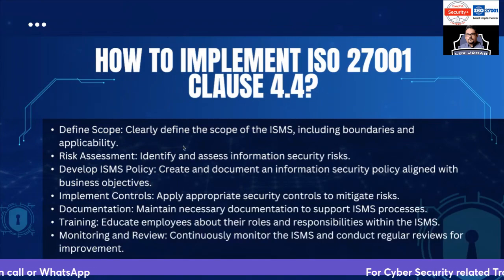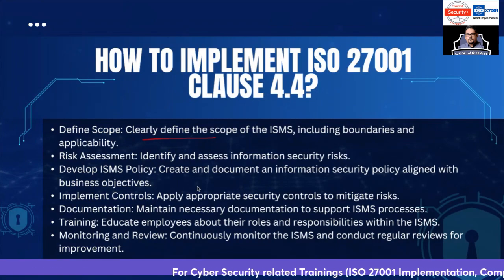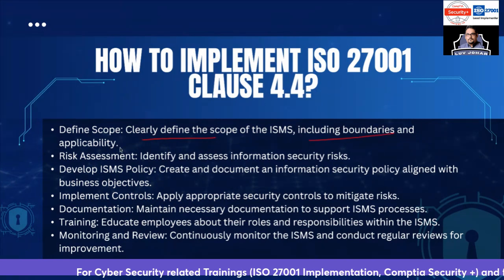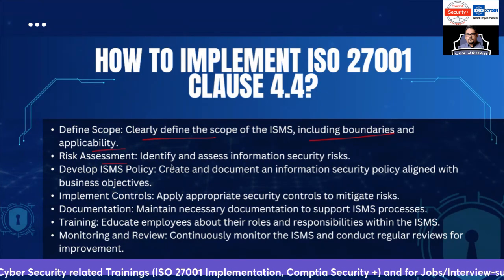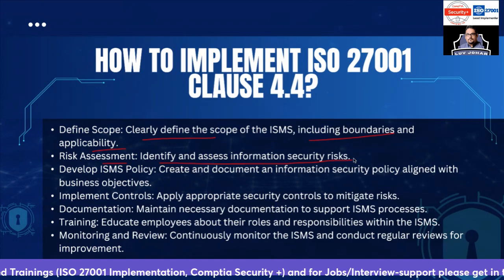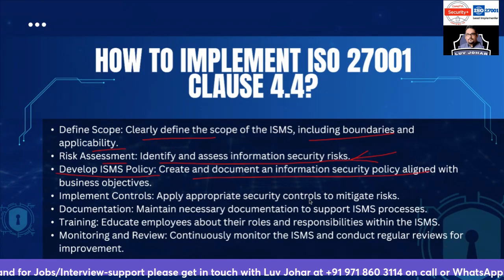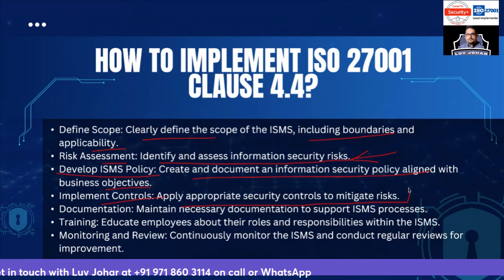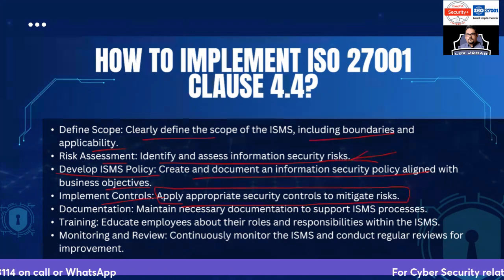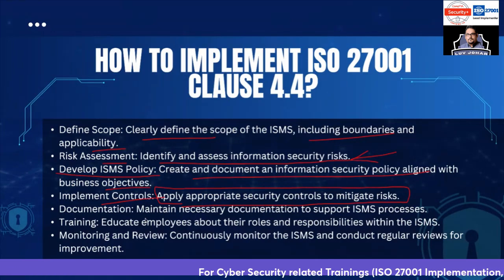Now, how to implement ISO 27001 clause 4.4? Define scope, clearly define the scope, okay, define the boundaries, define the applicability. Do risk assessment, identify and assess information security risks, what all risks your enterprise is actually facing. Develop information security policy, the ISMS policy, create and document an information security policy aligned with business objectives. Implement appropriate controls, okay, to mitigate the risks. All these things are necessary, okay, in order to manage, maintain, and establish your ISMS. Okay, that's why you need all these things. So make a note of that.